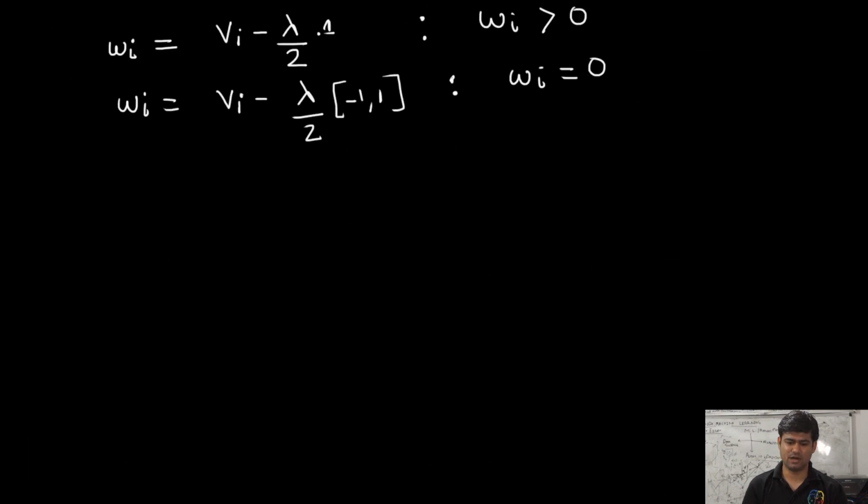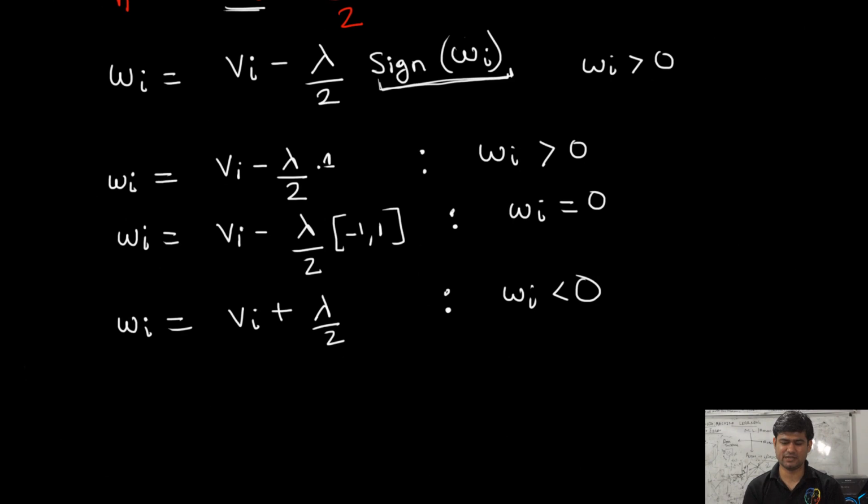And w_i is equal to v_i plus lambda by 2 when w_i is less than 0. So it is a bit confusing as to what we mean over here. We are writing the solution as w, but we are writing the condition that w_i is greater than 0. So now it will become much clearer.